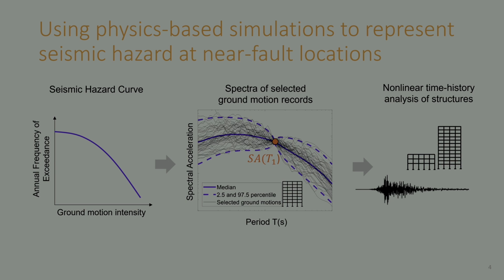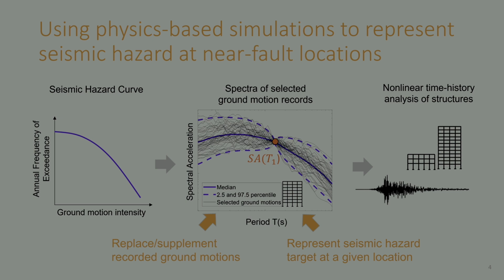Generally, if you look from hazard all the way to structural analysis, from left to right, there are two basic, fundamental use cases where simulated ground motions can be used. You can either supplement or replace recorded ground motions with simulations, or you can represent the seismic hazard itself at a given location using simulated ground motions. And we've looked at some of these different types of use cases.